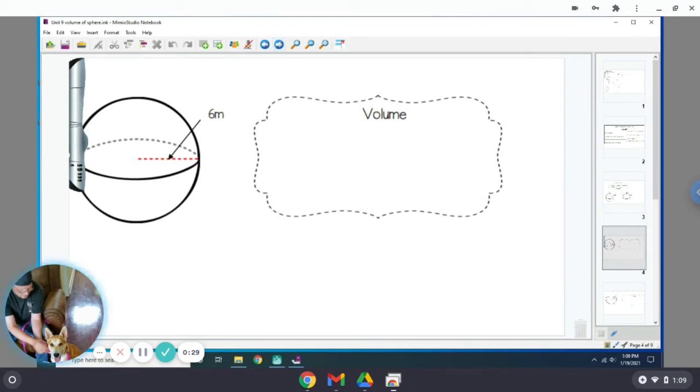So the volume formula is V is equal to 4/3 pi radius cubed. So you're going to leave 4/3 as 4/3, and you're going to leave pi as a pi symbol. And if you don't have a calculator, use 3.14, and then the radius is cubed. So in the calculator, I want you to do pi times 6 cubed.